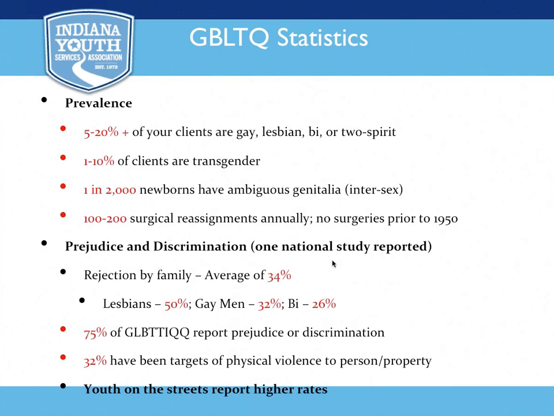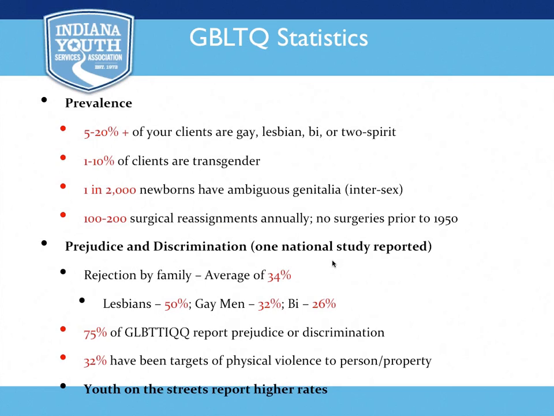And then at that time, if the parents want to pursue the surgical options, that would be the time to do so, but allowing the child to self-identify first rather than assigning a gender and then, because it's ambiguous, being wrong. So that's kind of the prevalence.